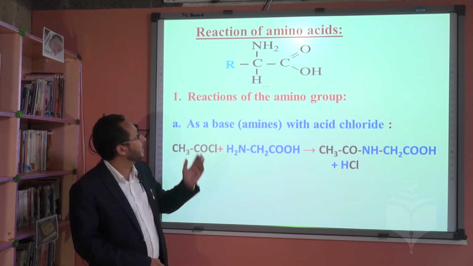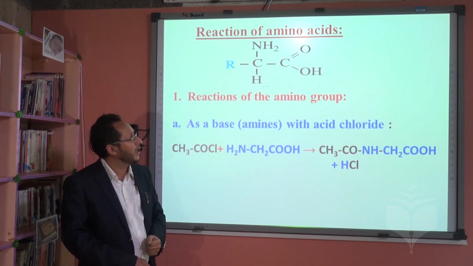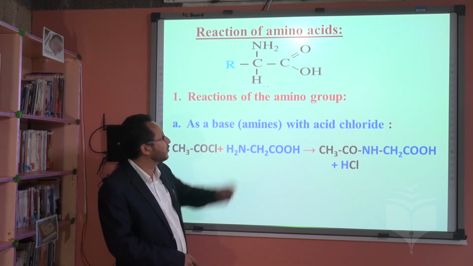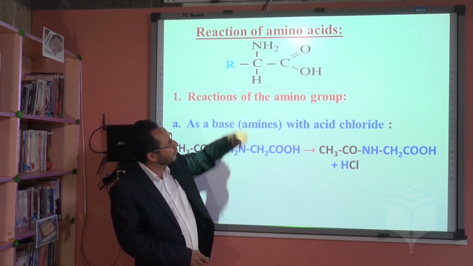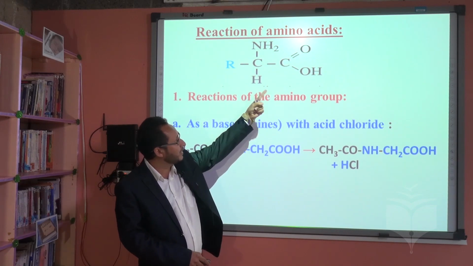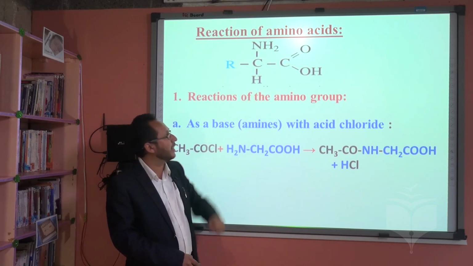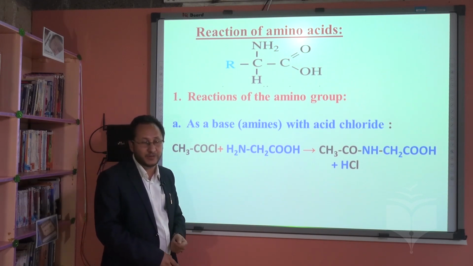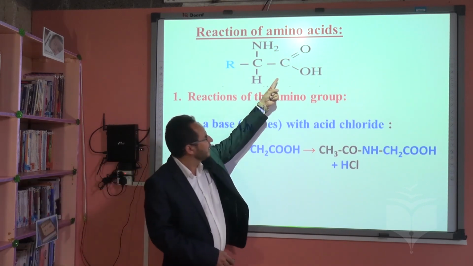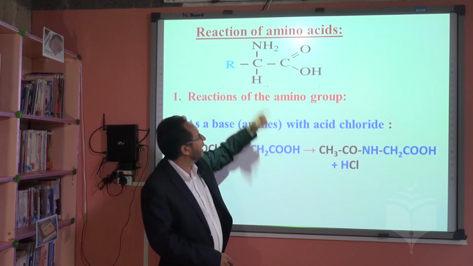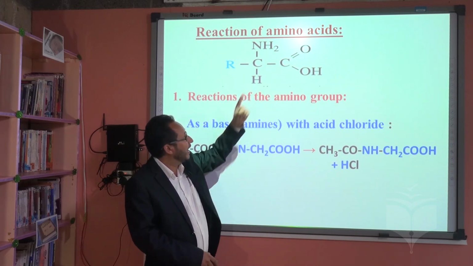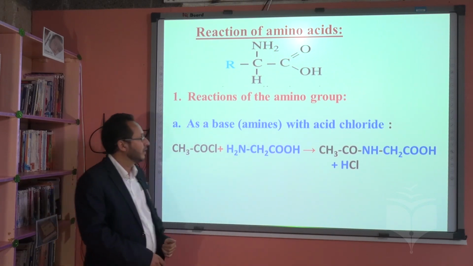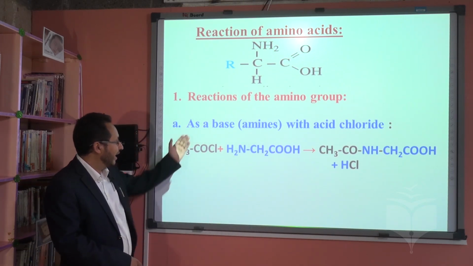These are about the reactions of amino acids. As I said, an amino acid has two functional groups: the amino group as a base and the C double bond OOH as an acid. So for the reactions of the amino acids, we have four types: reaction of the carboxylic group, reaction of the amino group, reaction of both, and the amphoteric properties. I will start with the first one.